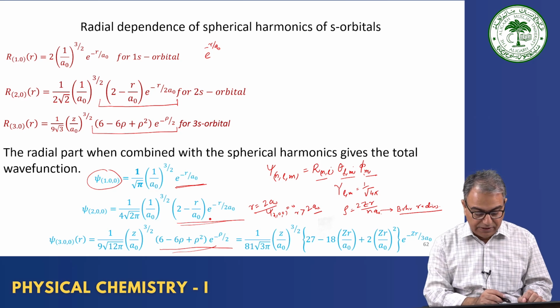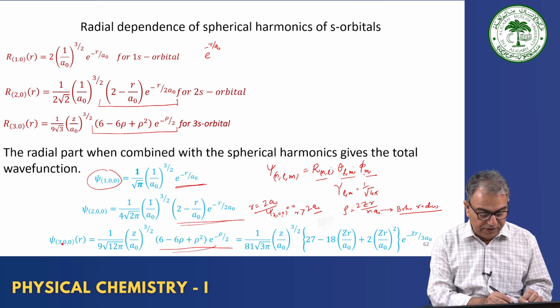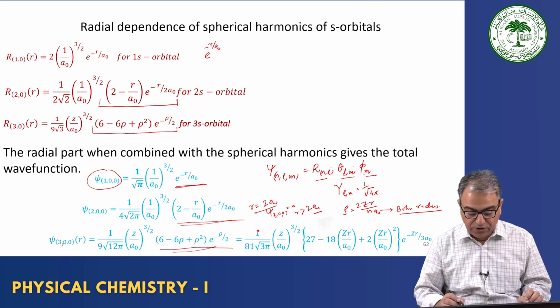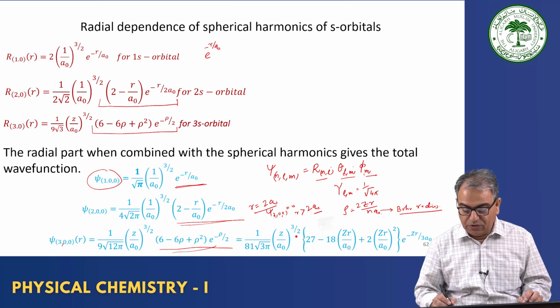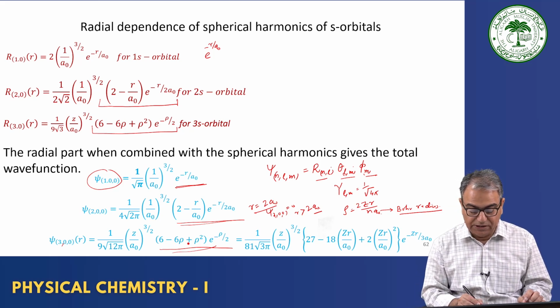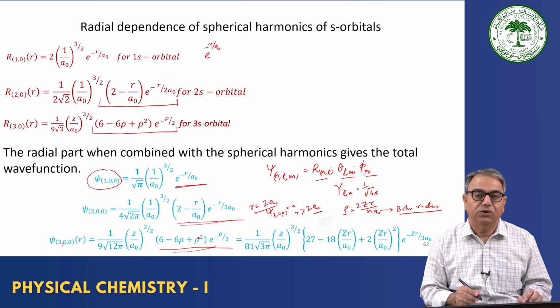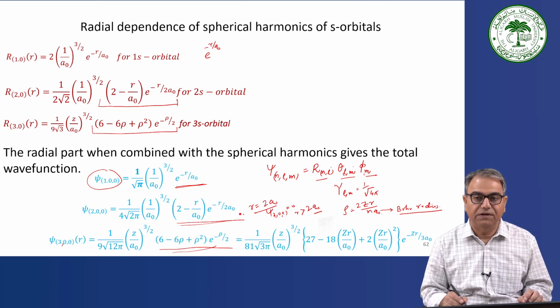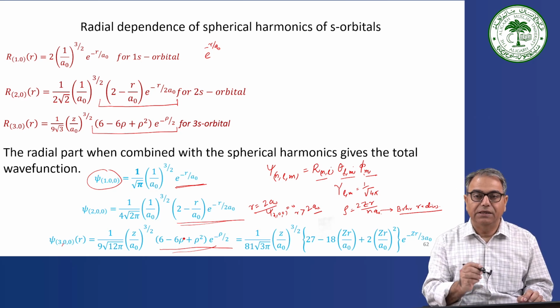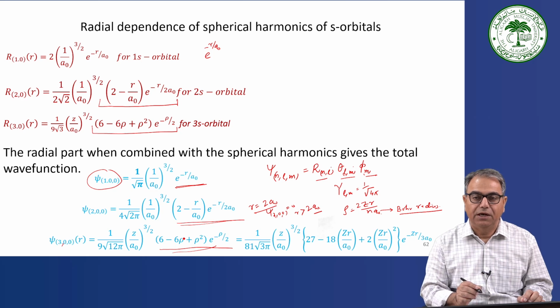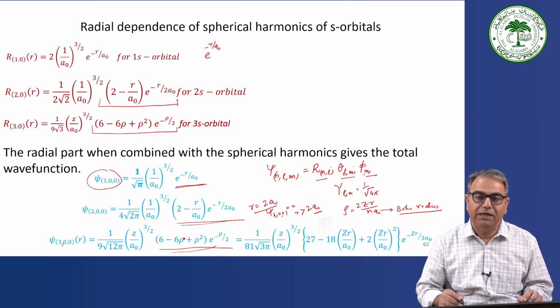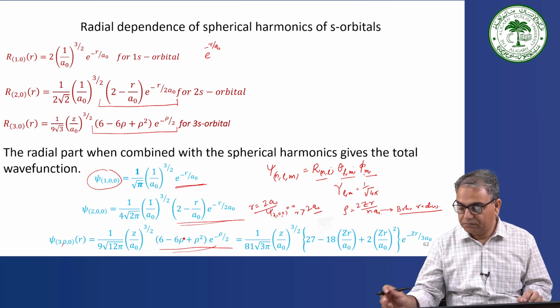Okay. So if you look at the 300 function, you have a constant part, then you have a quadratic expression, 6 minus 6 rho plus rho square. This quadratic means that there are two values of r at which this function will be 0, and you will have two nodes. And if you put these values, you will find that initially the function decreases, it becomes negative, and then again it becomes positive.